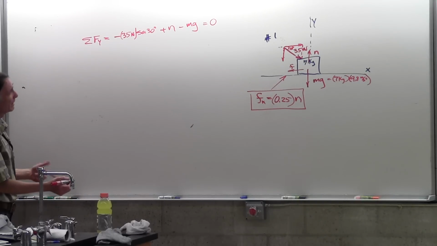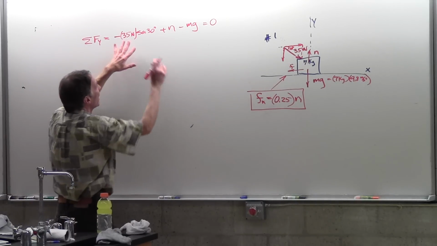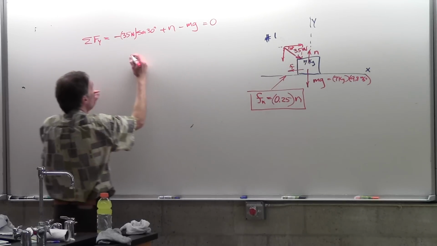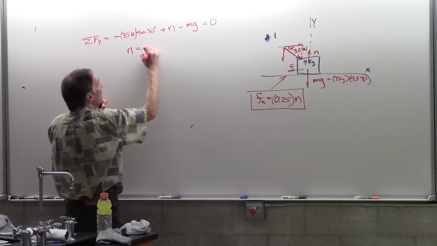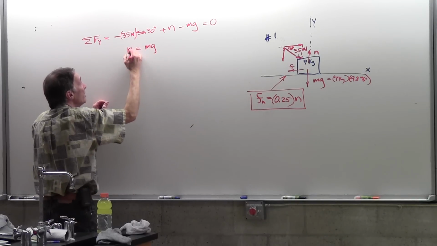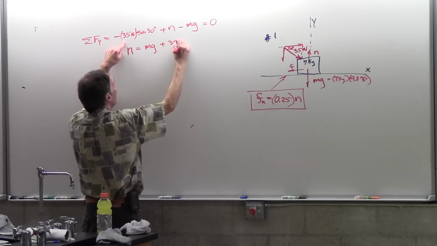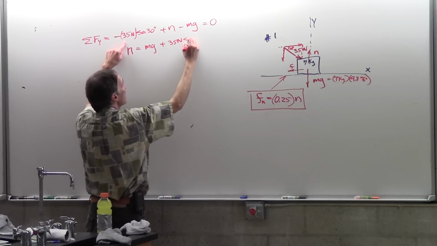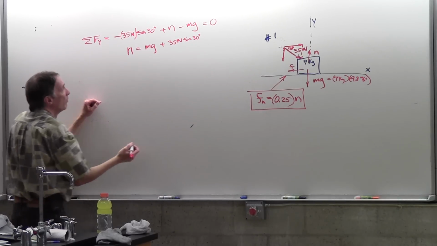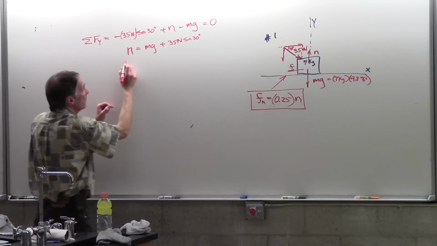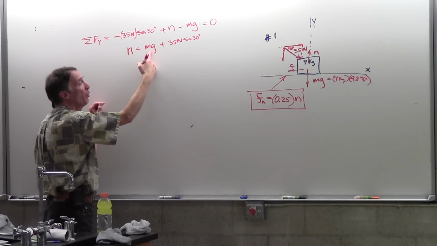Now, what this will allow me to do is solve for the normal force. Let me just take these two negatives over to the other side, and I think it'll be more apparent. N is going to be equal to the weight, mg, but it's also plus 35 newtons times the sine of 30 degrees, which is 1/2. The big thing is the normal force is greater than the weight.